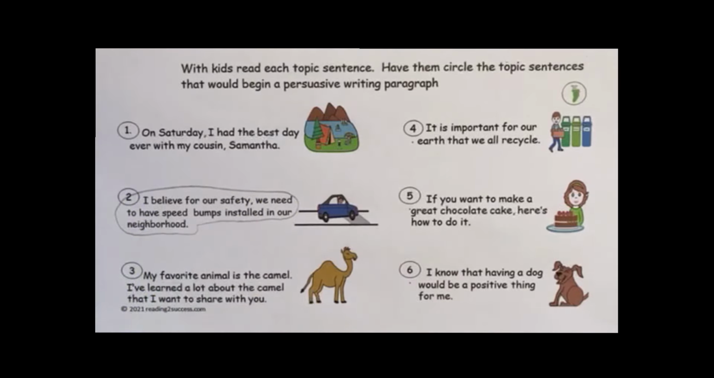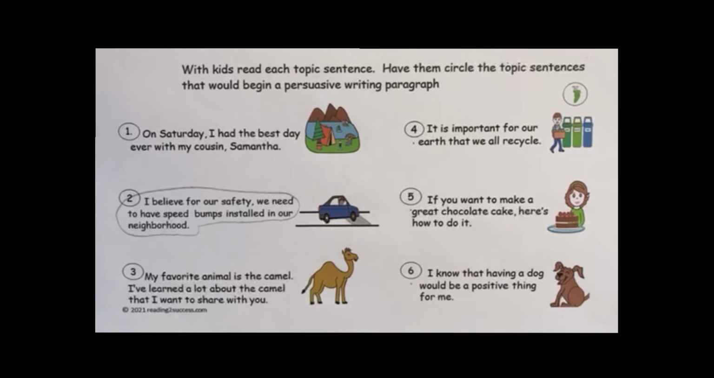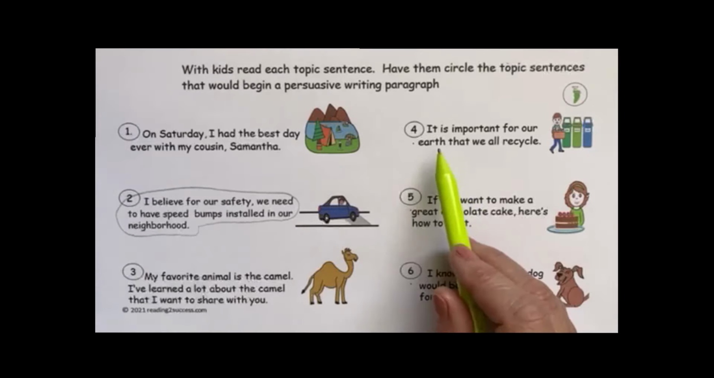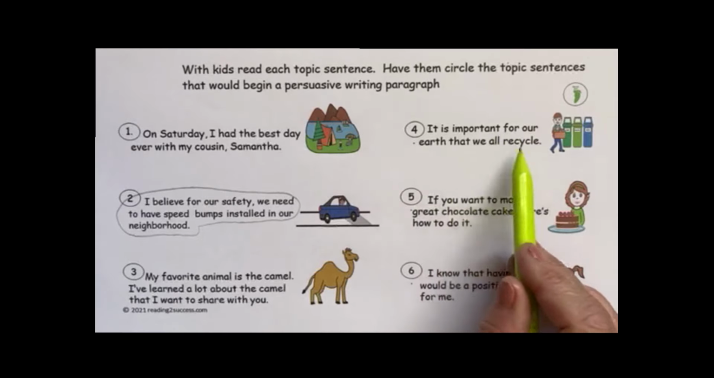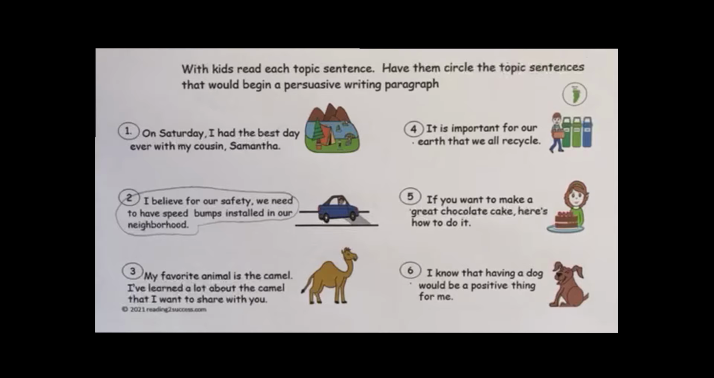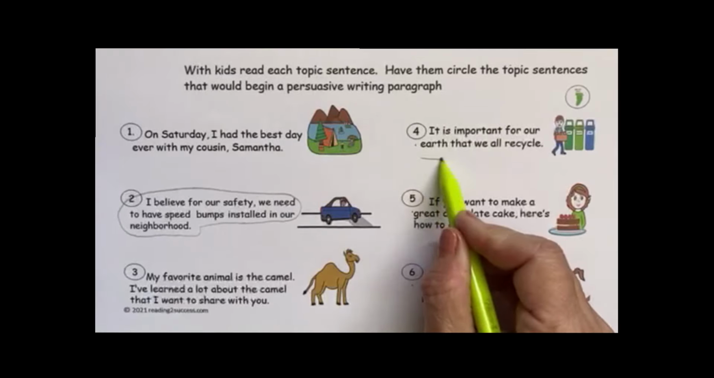Let's go down to number 3. My favorite animal is the camel. I've learned a lot about the camel that I want to share with you. Ask, is the writer trying to convince us of anything? No, they just want to share the information that they've learned. Let's go over here. It is important for our earth that we all recycle. Question, is the writer trying to convince us of anything? Yes. The importance of recycling. So we will circle this one.